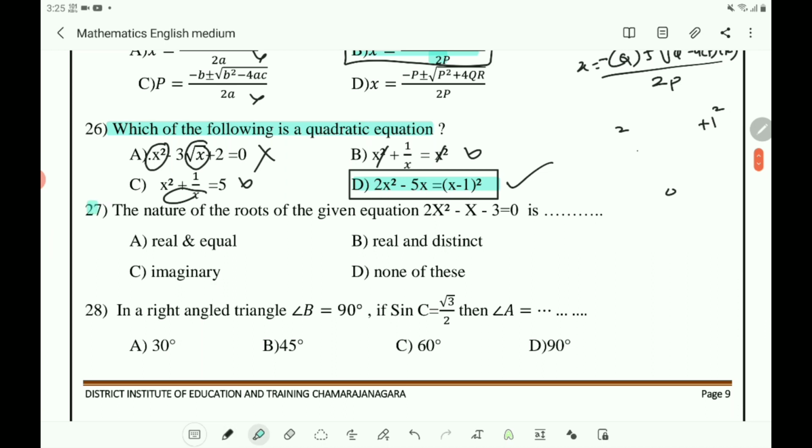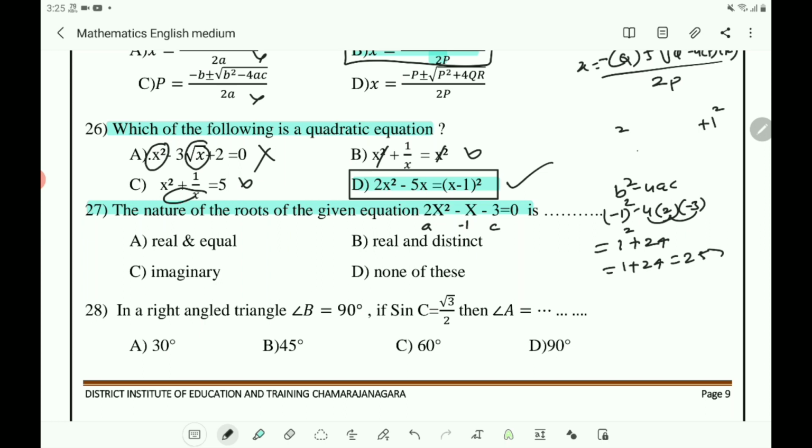Next you take the question number 27. The nature of the roots of the given equation 2x square minus x minus 3 equals 0. Here to discuss the nature of the roots, find the value of b square minus 4ac. Here b is minus 1, a is 2 and c is minus 3. Substitute minus 1 whole square minus 4 into a is 2 into c is minus 3. Then 1 square minus into minus you will get plus 4 2s are 8, 8 3s are 24. Then you will get 1 plus 24 which is equals to 25.